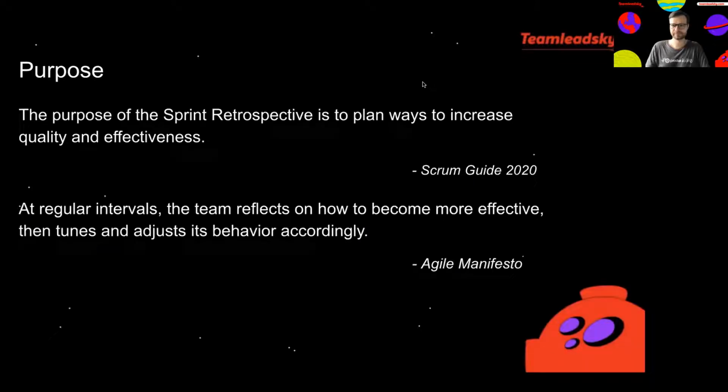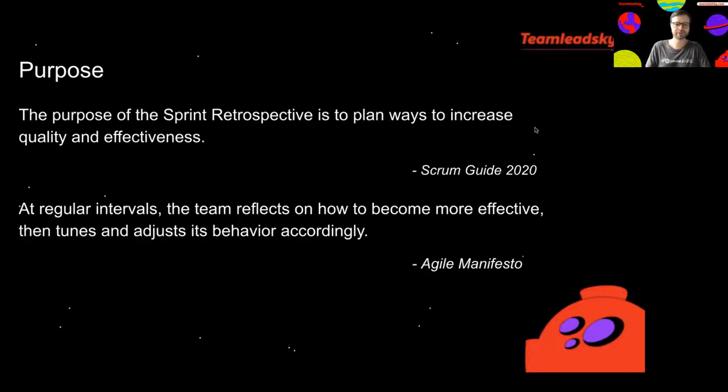And let's get back to the roots and start from the purpose of the retrospective event. If you look at the Agile Manifesto and the Scrum Guide, then we see that the purpose of the retro is actually to plan for the ways to increase quality and effectiveness of teamwork. So the team members meet at regular intervals of time, reflect on how their collaboration was, and think of a plan to improve it.